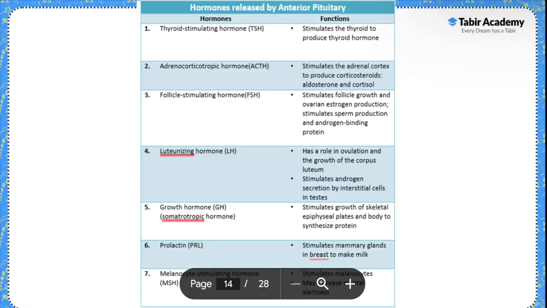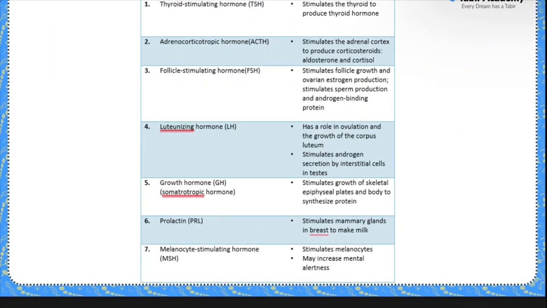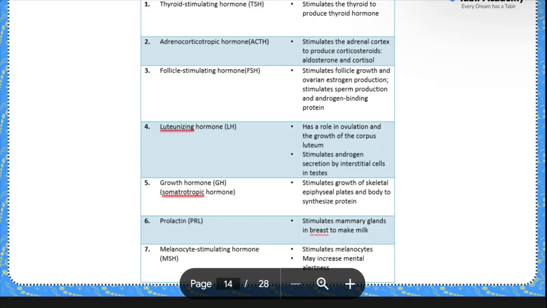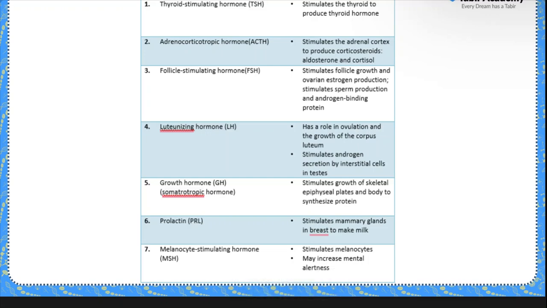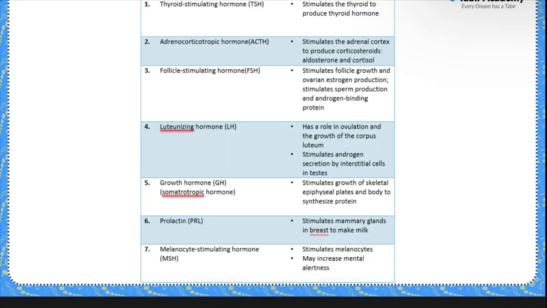Right. So again, going over a few of these, you have the TSH, your thyroid stimulating hormone, which stimulates the thyroid to produce the thyroid hormone. Then you have adrenocorticotropic hormone, which stimulates the adrenal cortex. It's in the name, adrenocorticotropic. So adrenal cortex to produce corticosteroids, which are aldosterone, number one, and number two, cortisol. Follicle stimulating hormone stimulates follicle growth and ovarian estrogen production, and also sperm production and androgen binding protein in men.